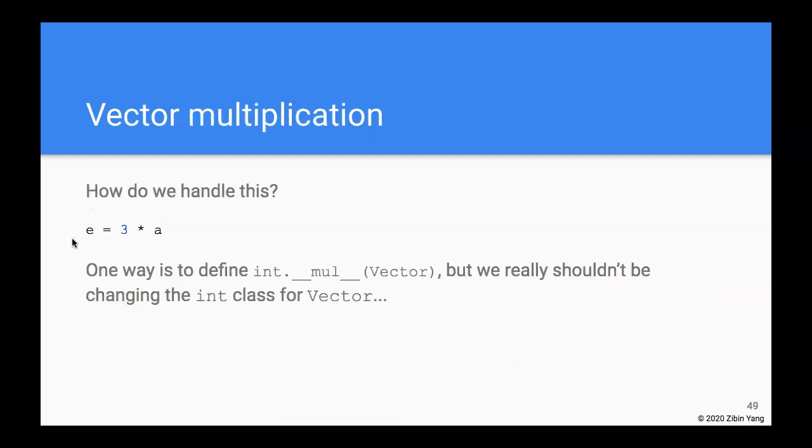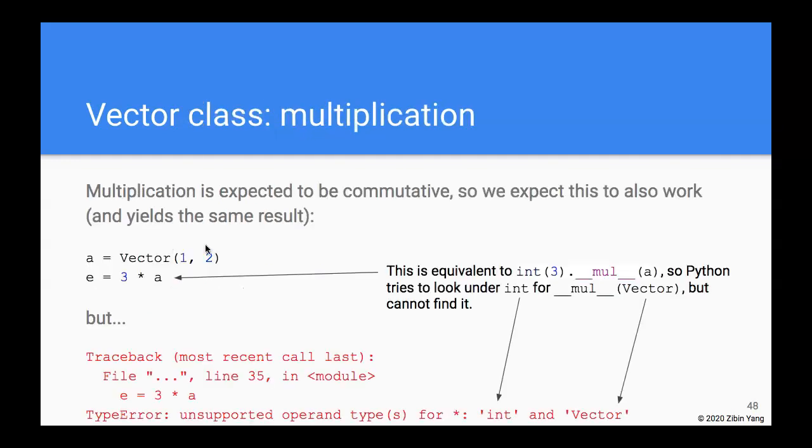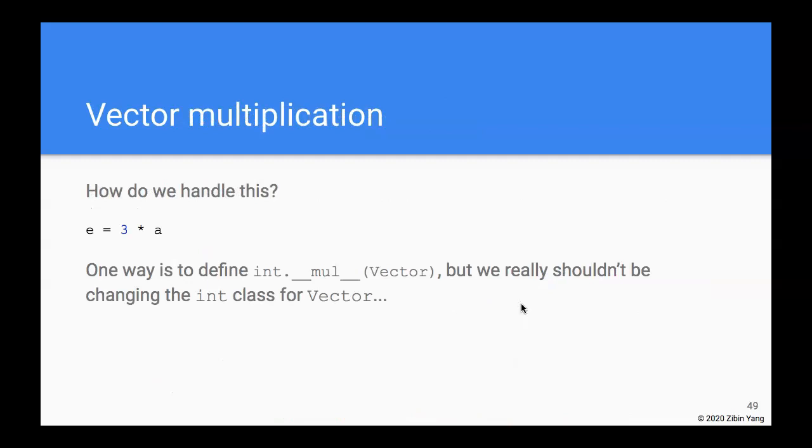All right, so how do we handle cases like this? Well, one way is, if the problem is that the standard mul method doesn't know how to handle a parameter of the type vector, then can we override it to make it work with a vector? Well, we could, but int is a built-in type. It's usually not a good idea to change the behavior of a built-in type.